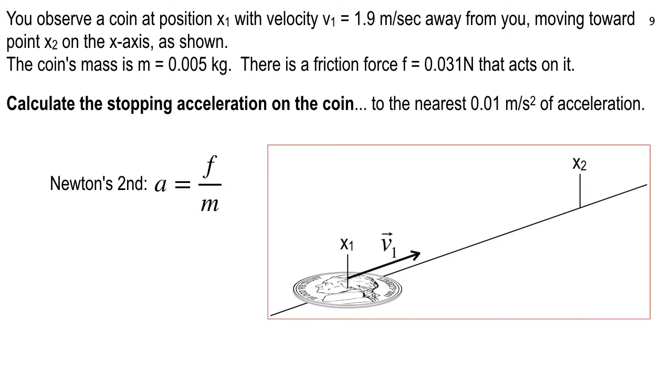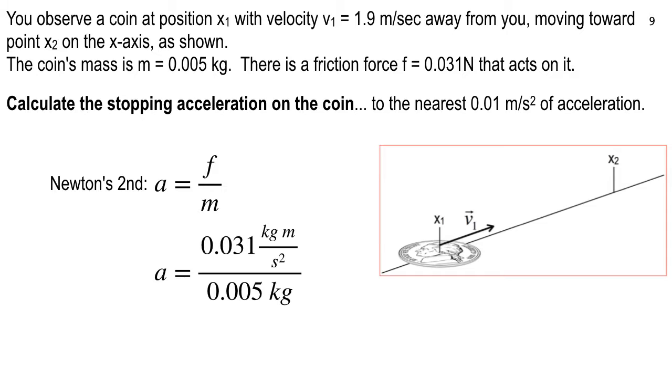All right, so let's fill in the top and bottom here. The numerator is 0.031 newtons from friction, and the denominator is 0.005 kilograms for the mass of the coin. Now, I want to point out something to you. The numerator has kilogram meter per second squared right here in the red oval. That's the same as a newton. But the reason I wrote it that way for you is if you write it in kilogram meter per second squared, you can then see clearly that you can cancel top and bottom.